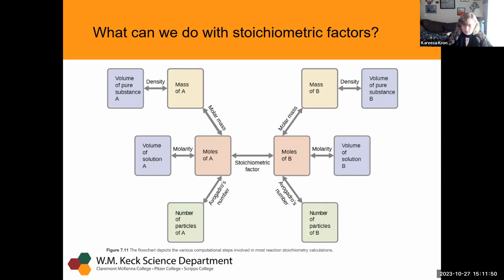And this is a big figure with a lot of connections. I'm going to walk us through some sample calculations as we navigate this chart to help you get used to what it means. But ultimately, it shows you the ways that you can connect different values to each other through some dimensional analysis based on what we need to go from one unit to the other.